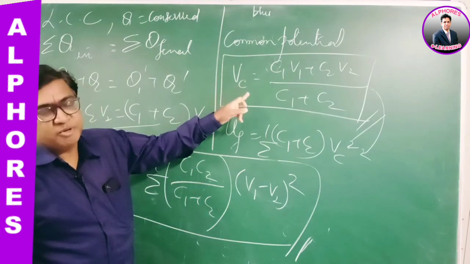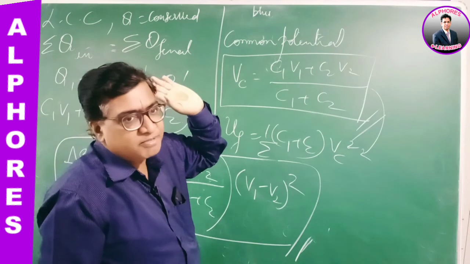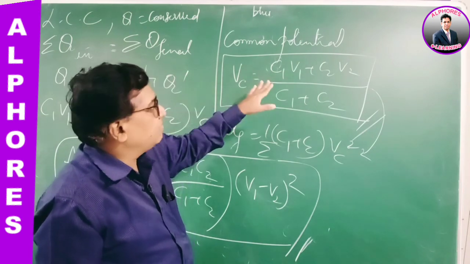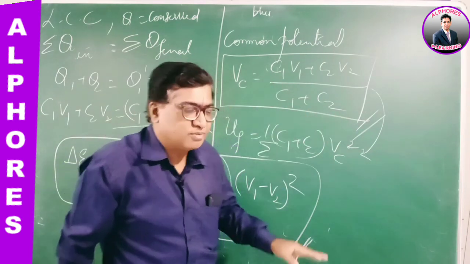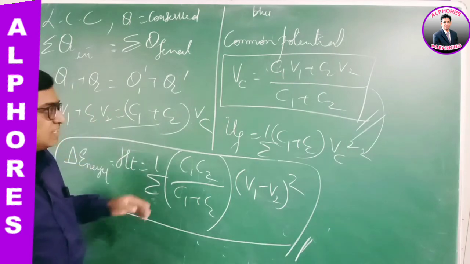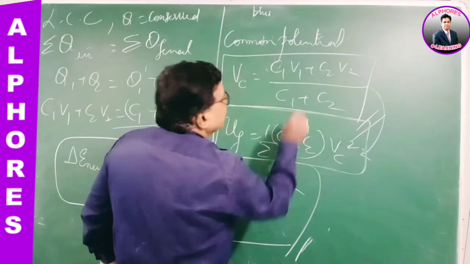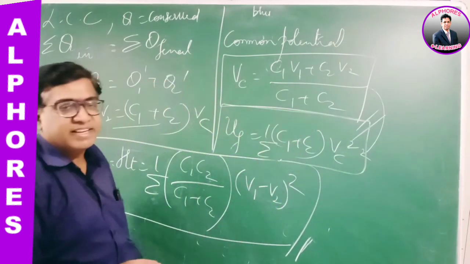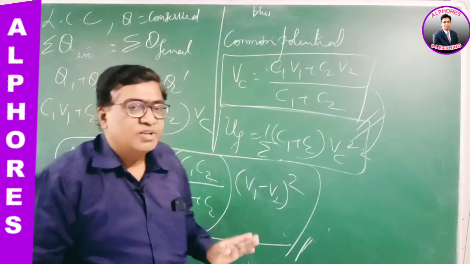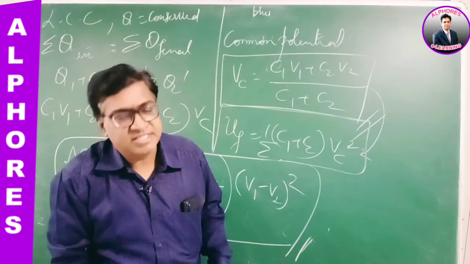Now this is the common potential of the system of charges, C1 V1 plus C2 V2 by C1 plus C2, and this is the energy totally lost. The final energy is this. Substitute Vc in this one and you will get the final energy. So this way you find out the common potential of the system. Thank you.